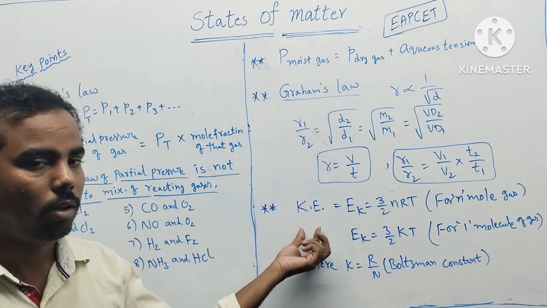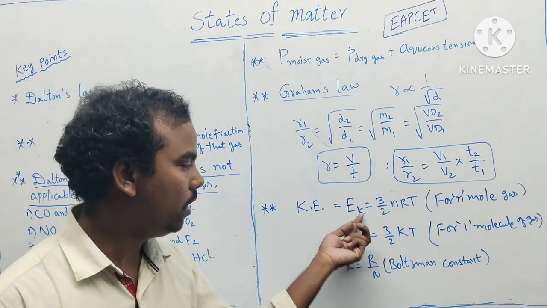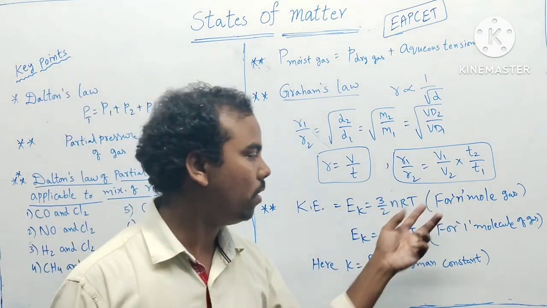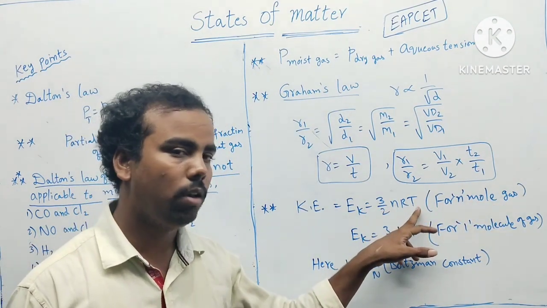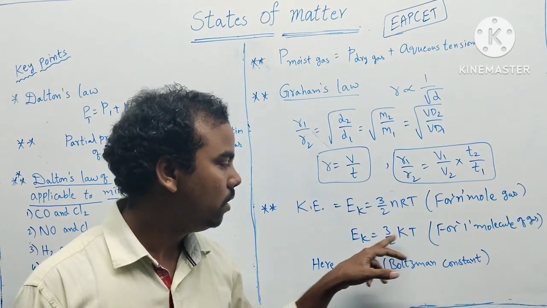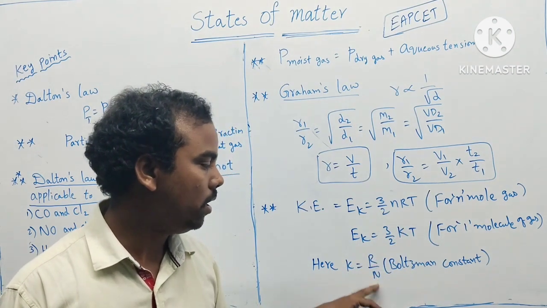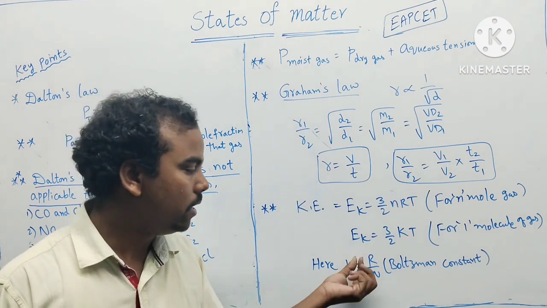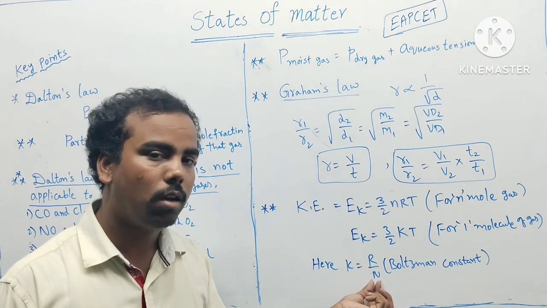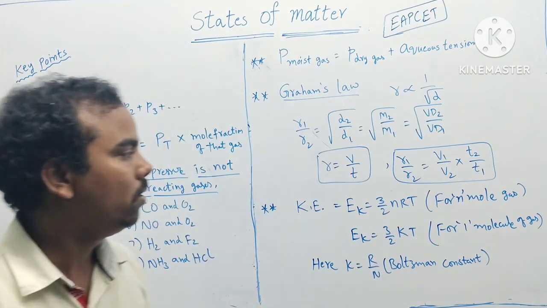Next, the kinetic energy formula. It is represented by EK, kinetic energy, equal to 3/2 nRT for n moles of gas. For 1 mole of gas, it is 3/2 RT. For 1 molecule of the gas, it is 3/2 kT. Here k means R by N, where R is the gas constant and N is the Avogadro number. The gas constant per molecule is called the Boltzmann constant. Okay, note this.